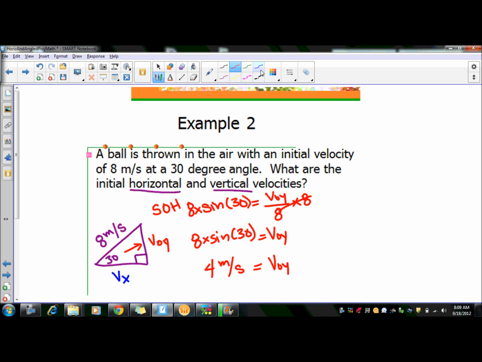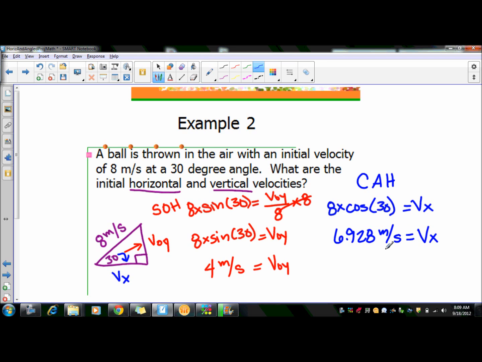So now to solve for Vx, there's 2 ways you can do it. One is, now that you have 2 sides, you can use Pythagorean theorem to solve for this one, or you can just use another function. So I'm just going to use another function. This is adjacent to the 30-degree angle, so it's adjacent and hypotenuse, which is cosine, so CAH. And so we'll set it up exactly the same way. I'm just going to skip one step. So Vx equals 8 times cosine of 30. So Vx will be 6.928.